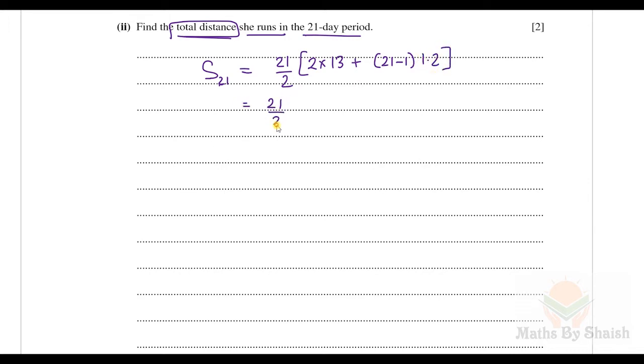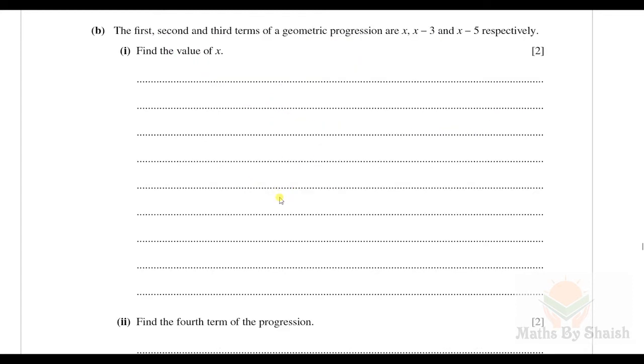21 upon 2 into 2 times 13, that is 26, plus 20 into 1.2 is 24. So it becomes 21 upon 2 into 26 plus 24 is 50. So it becomes 21 into 25, because this got cancelled, you got 25 from the 50, so 525 kilometer. So altogether in the 21-day period she has run 525 kilometer.